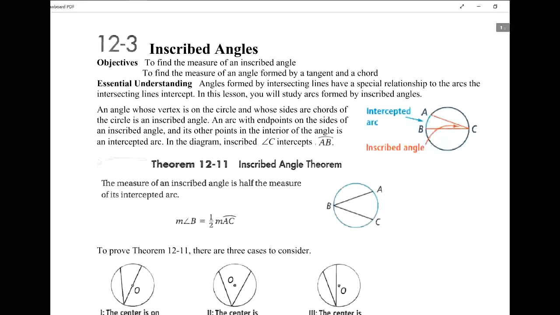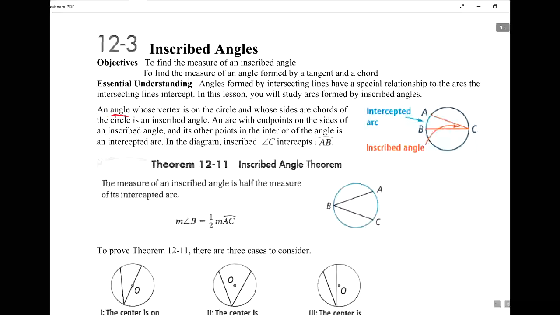12.3, inscribed angles. And we know what inscribed means. It means drawn inside. And so these are angles drawn inside of a circle. And they are going to have relationships with the arcs that they intercept. So let's start with some vocabulary here.